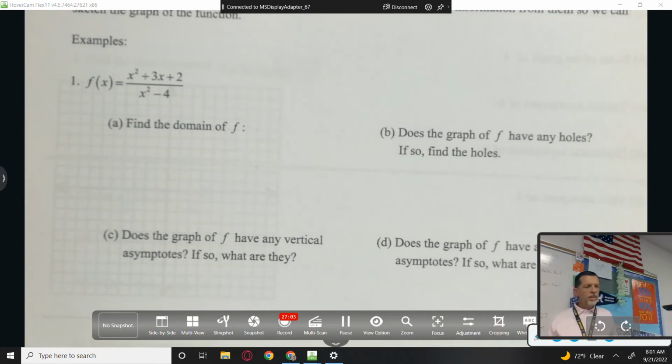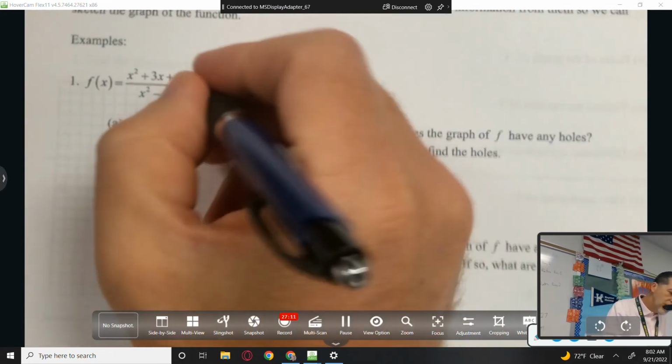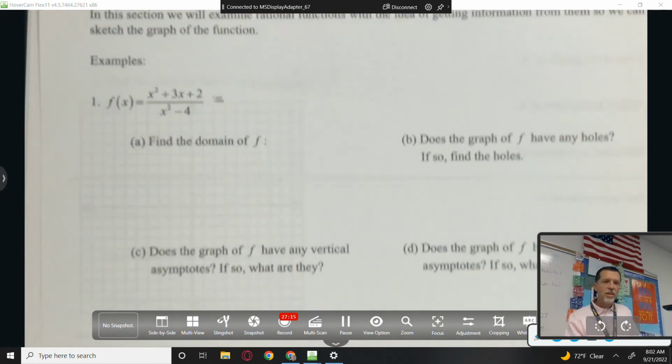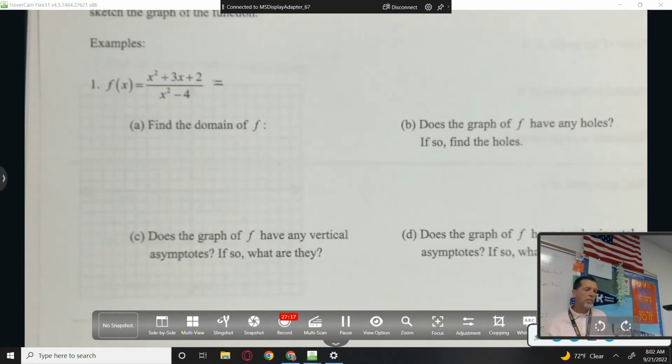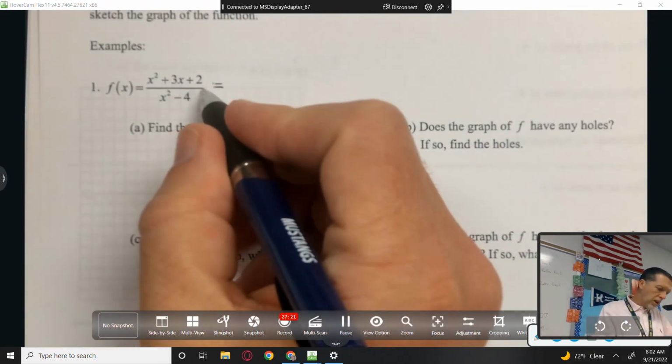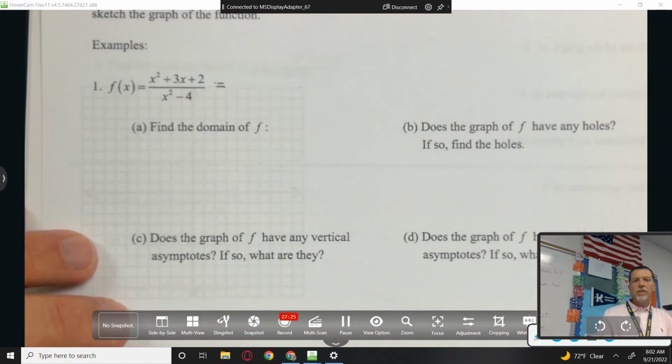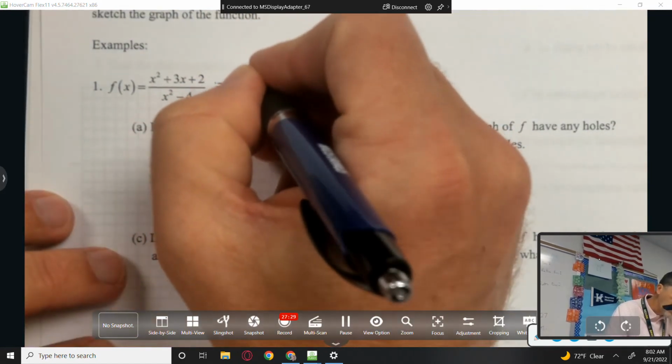And this, like the first example, takes the whole page because we kind of blow it up and make it really big so you can take more notes if you need to. But most of them are not going to take this much time. All right, so example 1, x squared plus 3x plus 2 over x squared minus 4. What do you think we should do first? Factor it. Yeah, we didn't say that, but yeah, let's factor it.